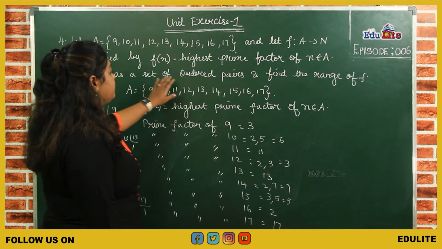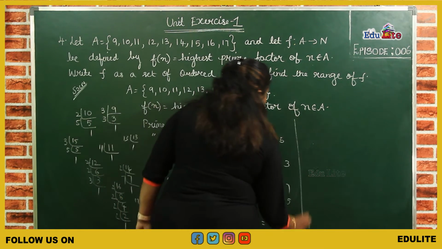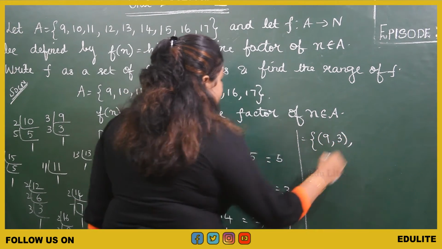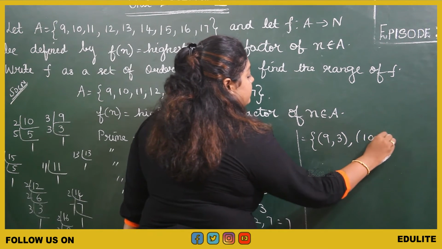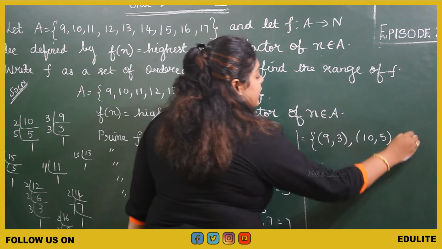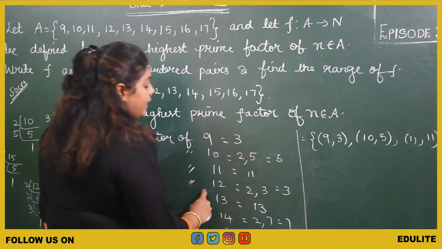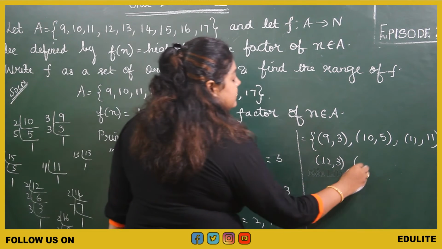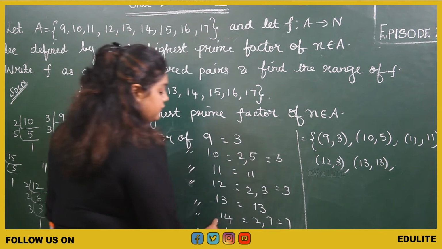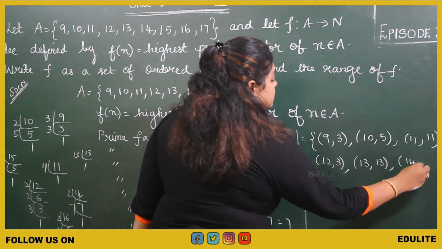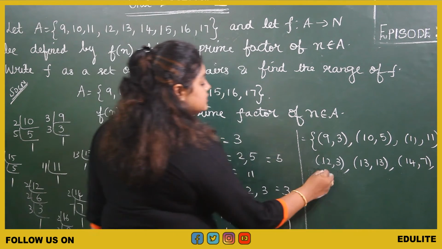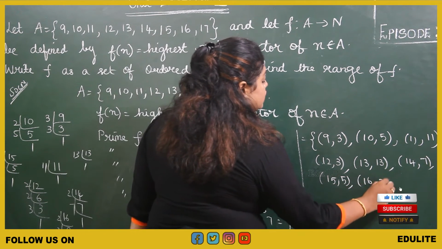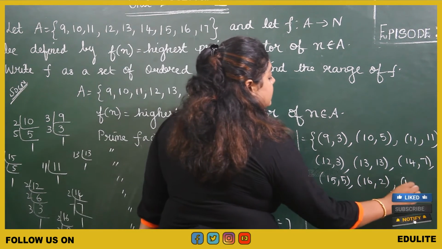Now we will write the set of ordered pairs. For 9 we got the highest prime factor as 3. For 10 we got 5, so 10 comma 5. Next for 11 it is 11, so 11 comma 11, and for 12 it is 3, so 12 comma 3. Next for 13 it is 13, so 13 comma 13. Next for 14 it is 7, so 14 comma 7. For 15 it is 5, so 15 comma 5. Next for 16 it is 2, so 16 comma 2, and for 17 it is 17, so 17 comma 17.